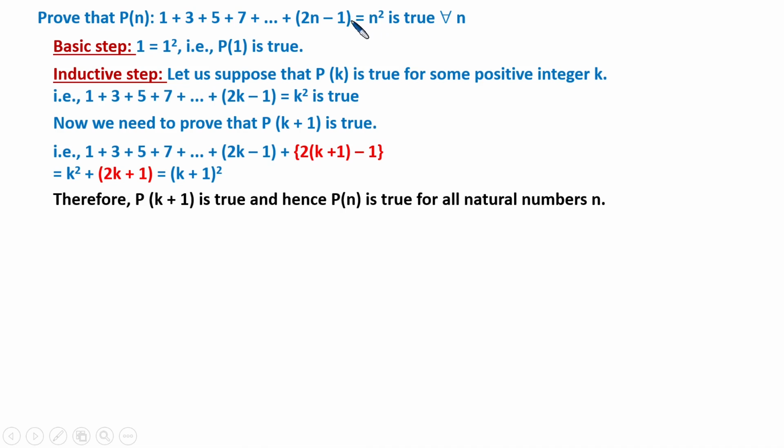If I take one more extra term, if I substitute this n to n plus 1 by adding one more, I will get the same form. Therefore P(k+1) is true, and hence P(n) is true for all natural numbers n. So if it is not getting clear to you, please pause it and see this argument. I'm sure if you go through it once more on your own, you will understand what I'm trying to say.